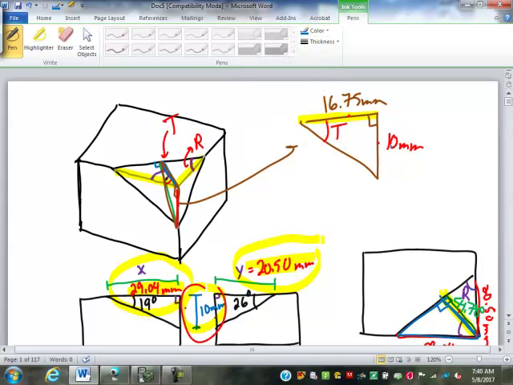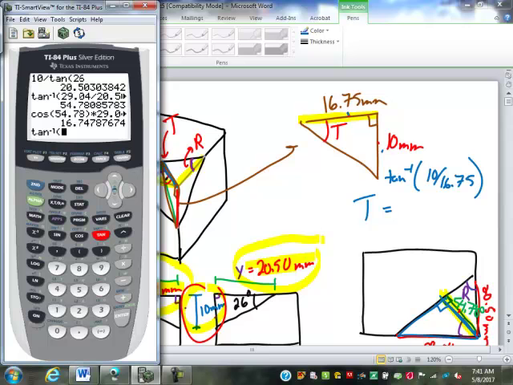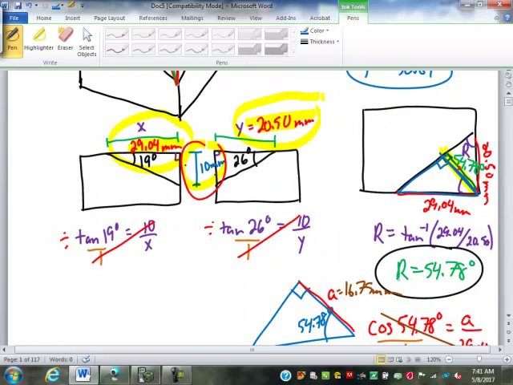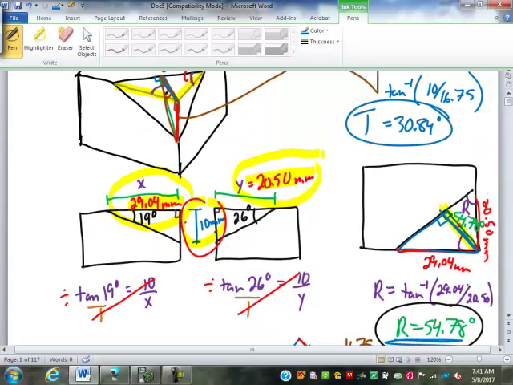So then for T, we have opposite and adjacent sides. So we're going to do the inverse tangent of 10 over 16.75. That gives 30.84 degrees. So my angle of rotation is 54.78. My angle of tilt is 30.84 degrees.